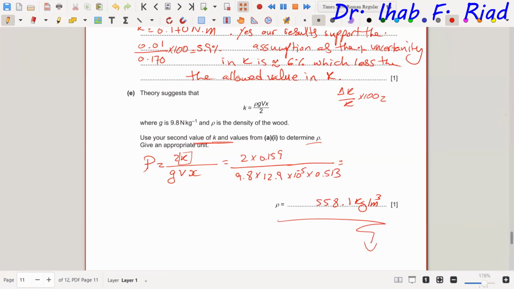Okay, Dean? Can we do that? We have everything, right? Yes. 0.159, we know it from the second value we calculated. g is given. We calculated volume before. And we know x. So everything is in place. All the units are fine. The volume was in meter cube. Everything is fine. We just plug in the values in the calculator and we get the density. And we know the density is in kilogram per meter cube. Okay? Then we are fine.